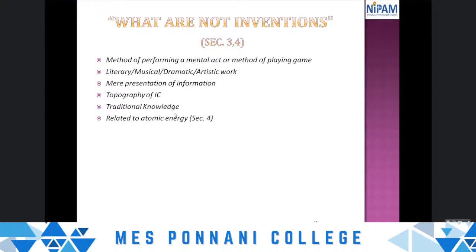Traditional knowledge. Anything which is known to us traditionally, for example, the use of turmeric, the healing properties of turmeric, right? That cannot be patented because it is something which is known to us traditionally, or anything that is related to yoga. All this cannot be patented. Then inventions related to atomic energy are also part of the Patents Act.